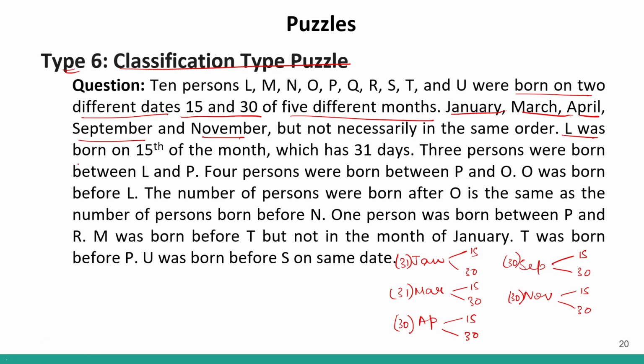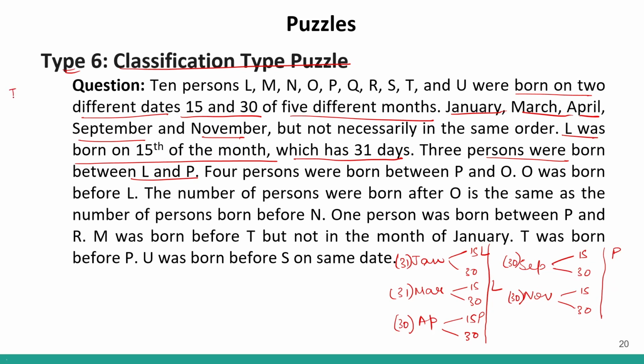L was born on 15th of the month which has 31 days. So 2 conditions now. L can be born in January, or L can be born in March, because he is born on 15th of the 31 days. So either in January or in March. Two options. L can be born here and L can be born here. 3 persons were born between L and P. So if 3 persons are born, 1, 2, 3, we will have P over here. 1, 2, 3, we will have P in September. This is for the second one.